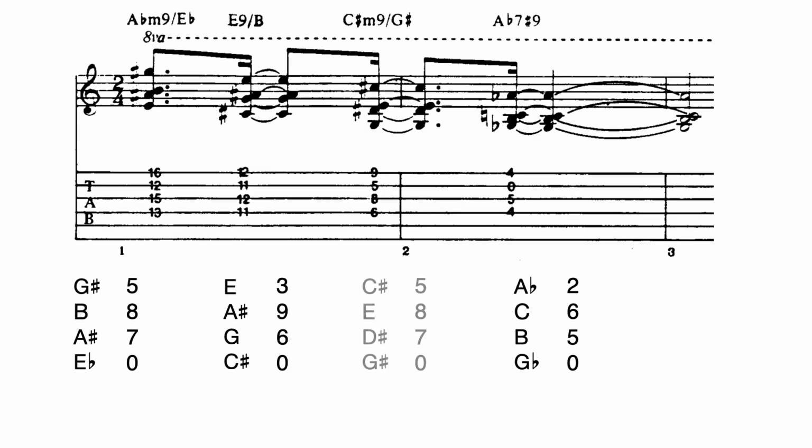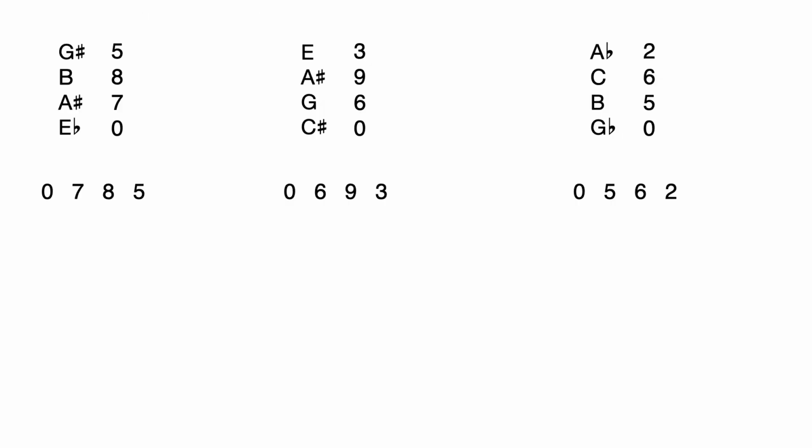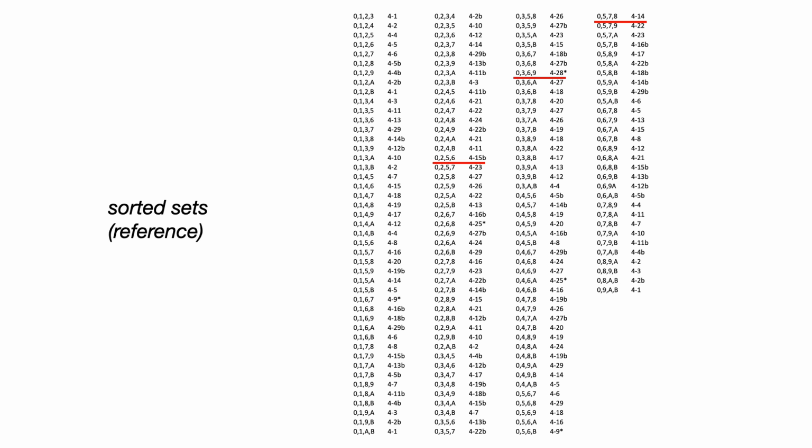And so here's just another example of how we can do this. So we tear down the chords in terms of the notes and the intervals. So we have 0785, 0693, and 0562. So we look at these, and of course we're going to put them in order of 0578, 0369, and 0256, and then look those up in the reference sheet that I've included here, and we can see that these are the three different sets rather, 415B, 428, and 414.